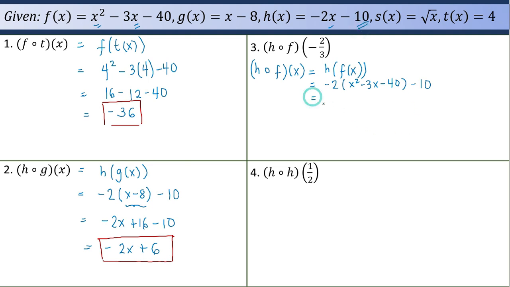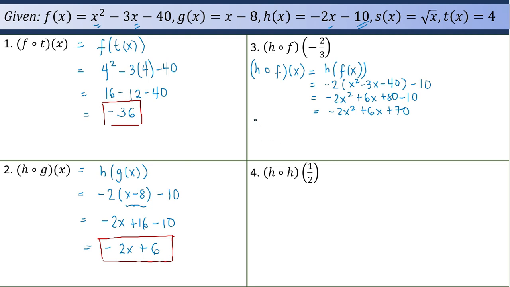Okay? Distribute negative 2 doon sa mga terms na nasa loob ng parentheses. So we have negative 2x squared. Negative 2 times negative 3x is positive 6x. Negative 2 times negative 40 is positive 80. And then copy minus 10. So kukopyahin lang natin yung negative 2x squared, 6x, and then 80 plus 10 is equal to 70. So therefore, h circle f of x is equal to negative 2x squared plus 6x plus 70.